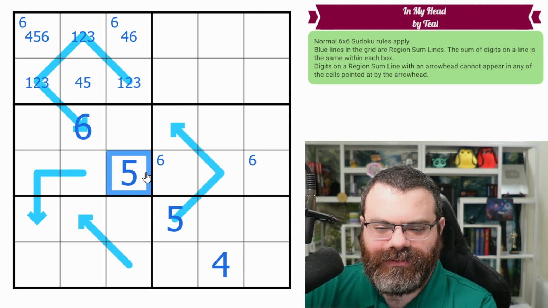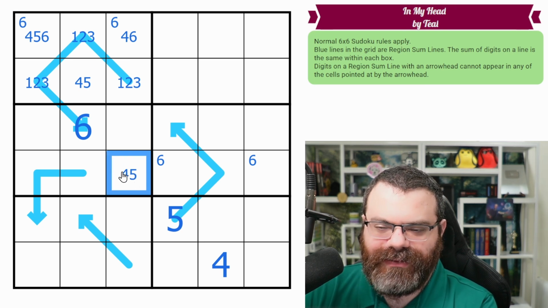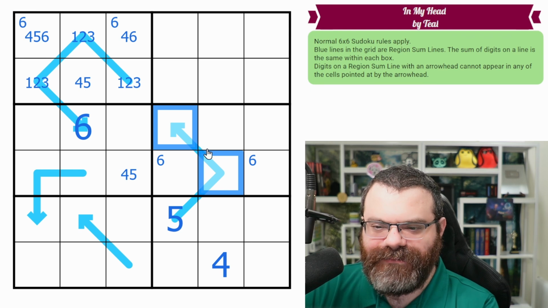Wait, why can't this be a 4? Sorry, this is 4 or 5. I don't know why I said it had to be 5. No, yeah, this is just 4 or 5. Anyway, these add to 5.